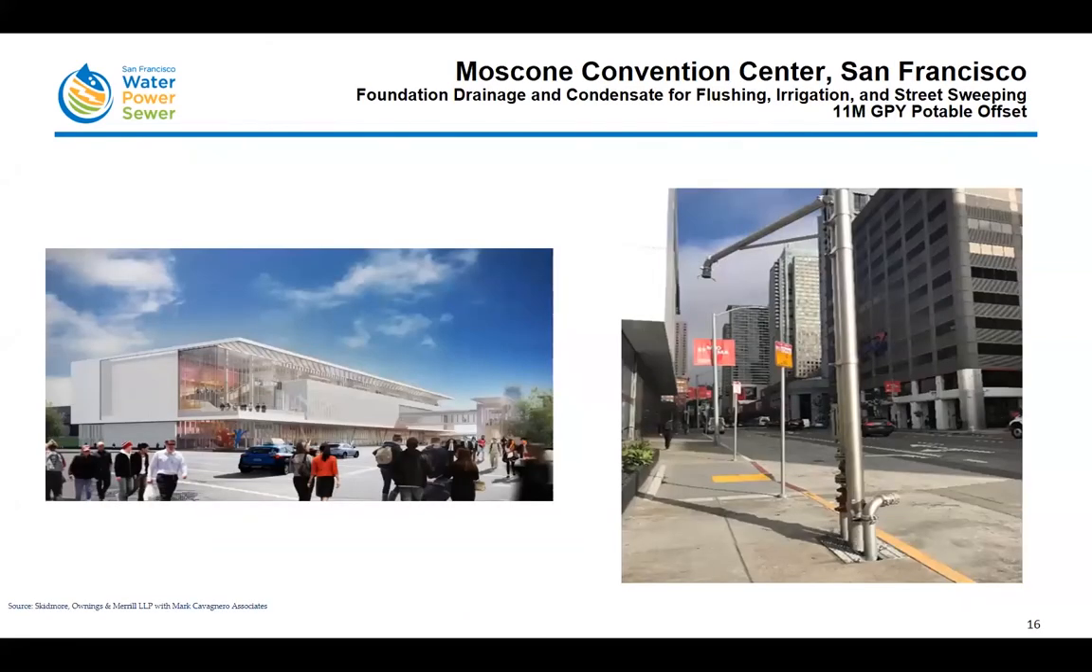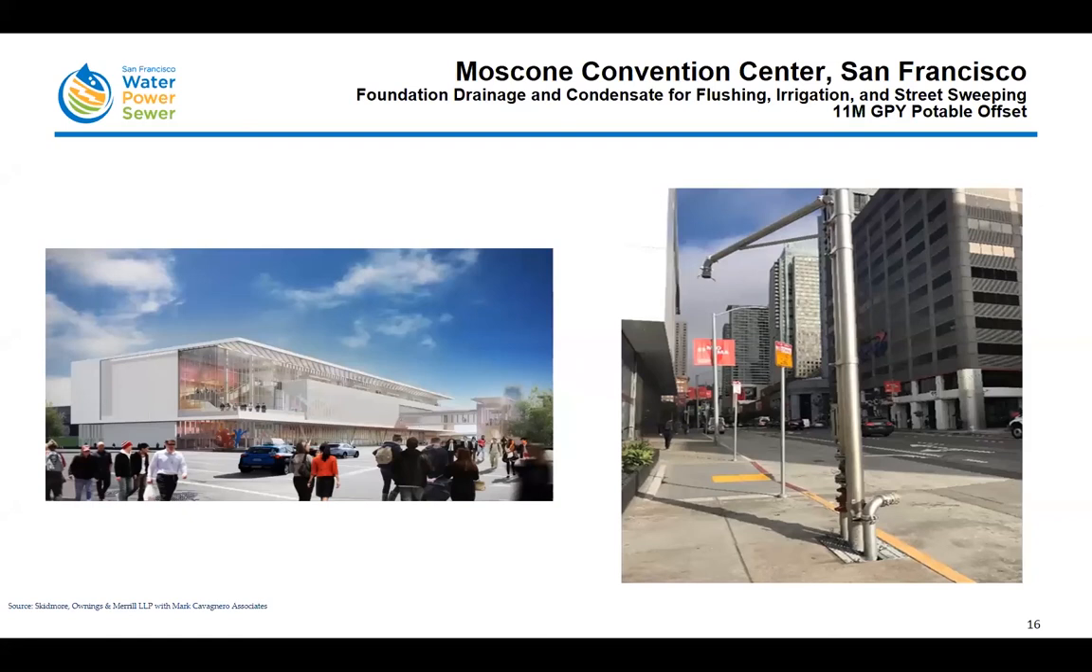Moscone Convention Center is our big convention center in downtown. They are currently operating a foundation drainage system where, previous to this project being constructed, they had millions and millions of gallons of foundation drainage or nuisance groundwater just flowing to the sewer system every day. And so they thought, during their expansion, why don't we build a project that's going to capture that foundation drainage and reuse it in the building. And so now they're flushing over 200 toilets in the convention center, as well as some irrigation.